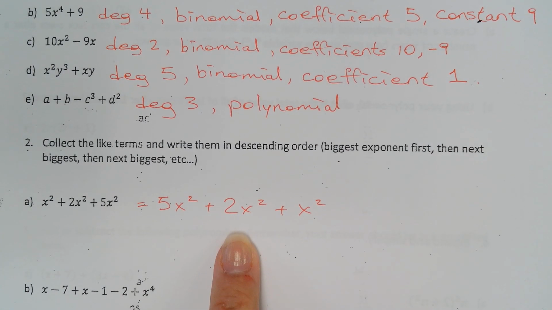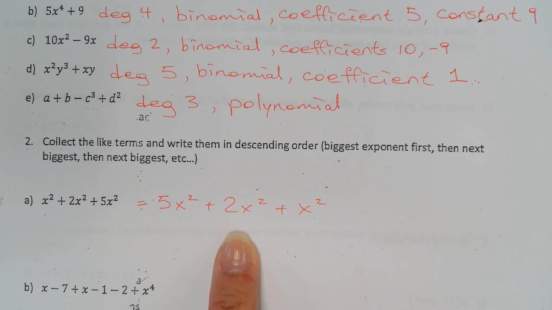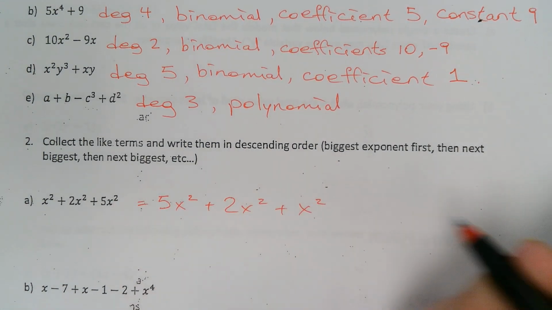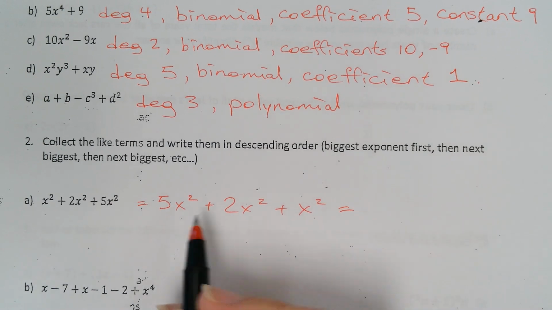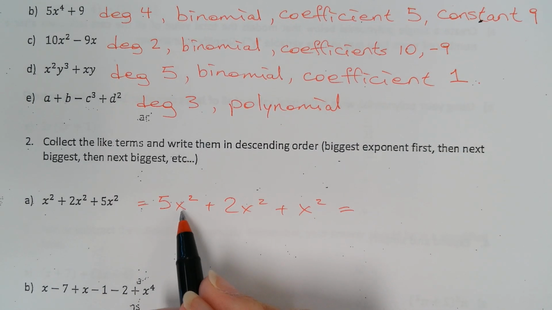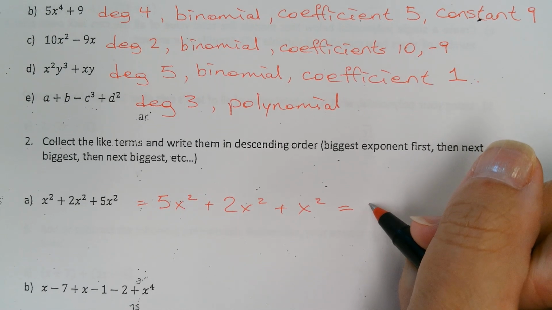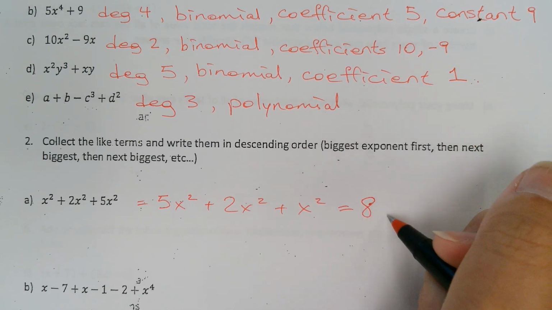Anyone write this? All right. What did I do wrong? They're the same thing, right? They're like terms. So this is not in descending order. The coefficient doesn't count. So I can group all these together. They're like terms. X squared, x squared, x squared. So my answer here is just simply 8x squared.